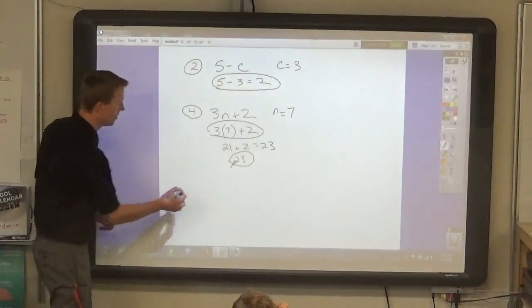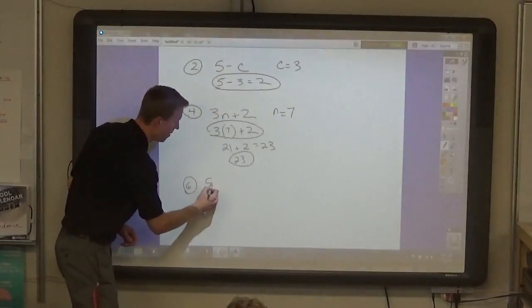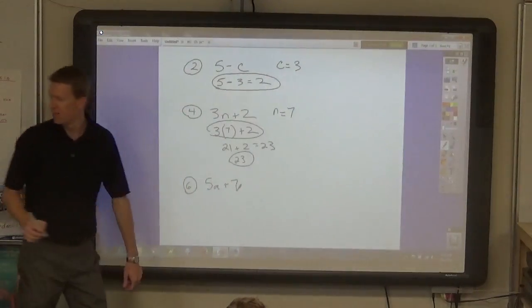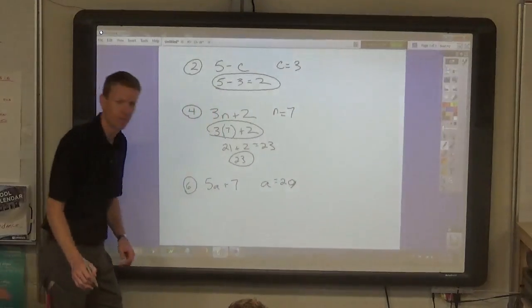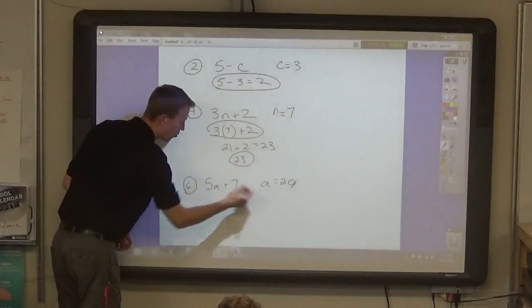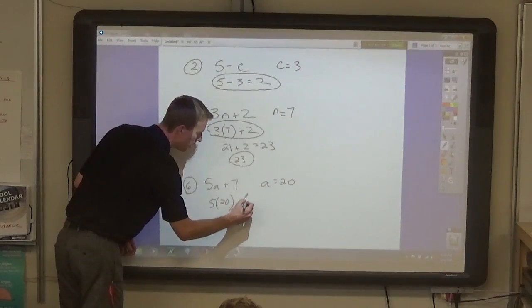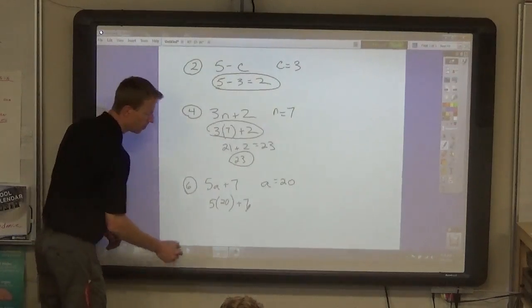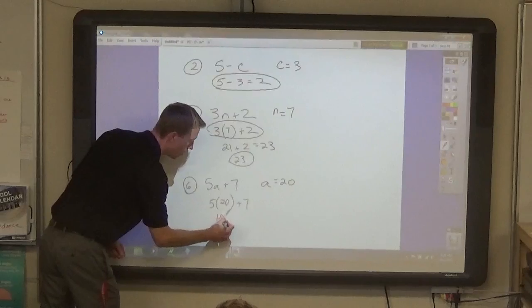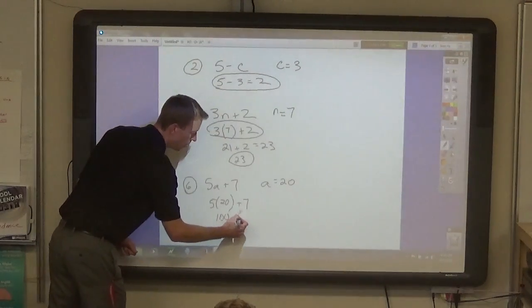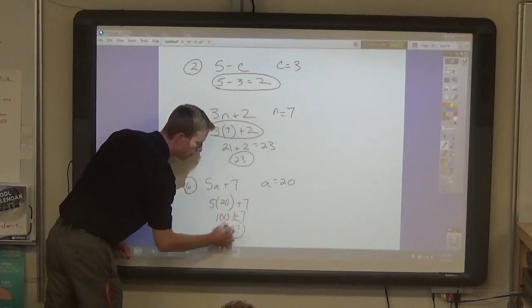Number 6, 5a plus 7, and a equals 20. So substitute the 20 in. 5 times 20 plus 7. And then 5 times 20 is 100. Plus 7 is 107.